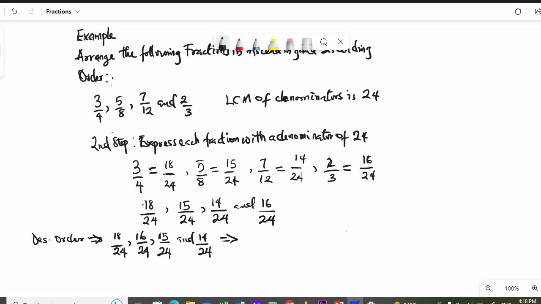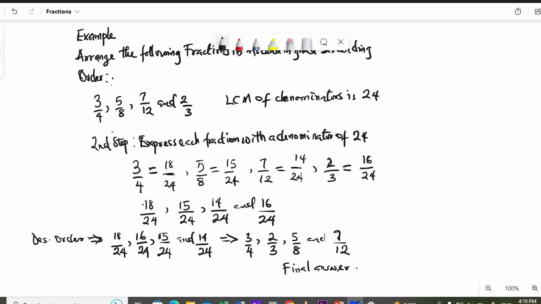Now remember, 18 over 24 is what? 3 over 4. 16 over 24 is what? 2 over 3. 15 over 24 is 5 over 8. And 14 over 24 is 7 over 12. So this right here is our final answer.